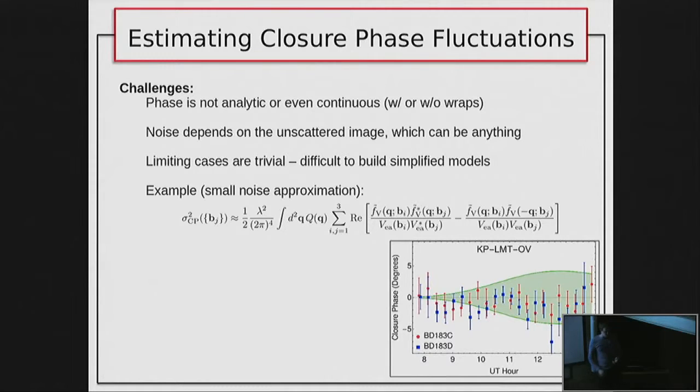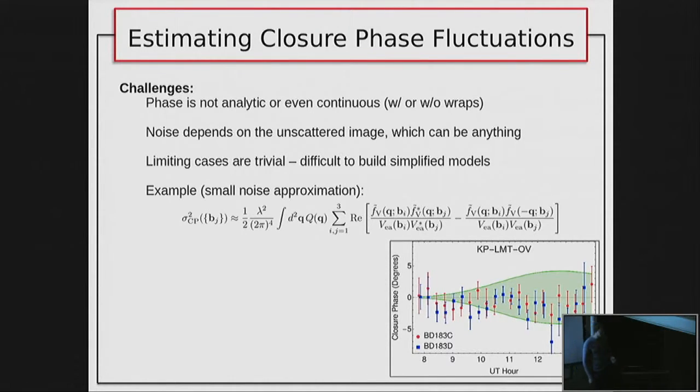The problem is that, first of all, phase is not an analytic function. It's not even continuous. It can jump by 180 degrees abruptly. So it's very difficult to work with in general. To estimate the fluctuations for this particular data set, what we did is we generated lots of simulations. But because the effects of scattering are changed depending on what the intrinsic source is, this doesn't actually give us any power to investigate, say, a class of sources, and it's very computationally expensive.